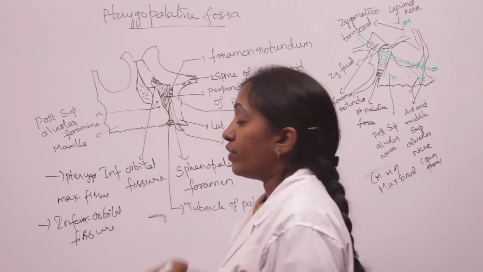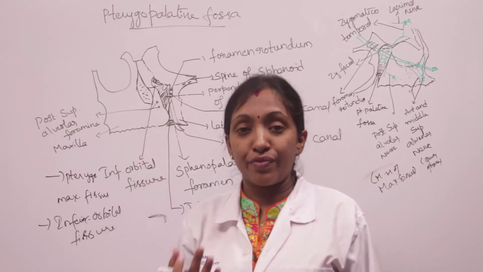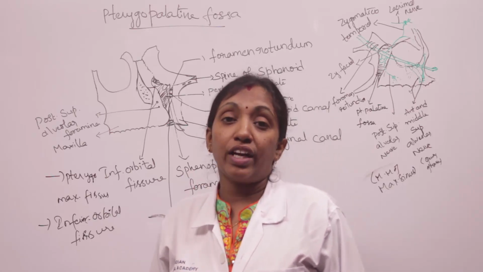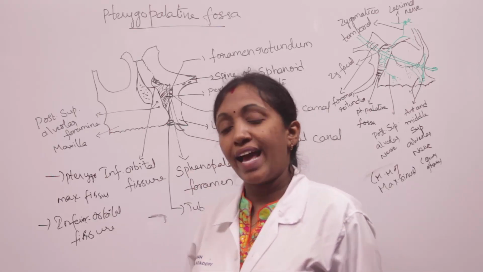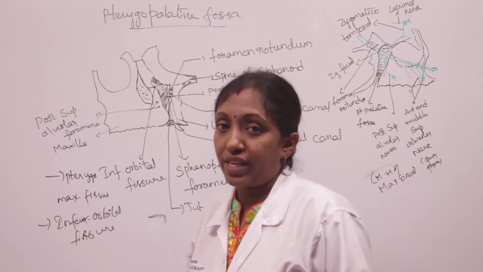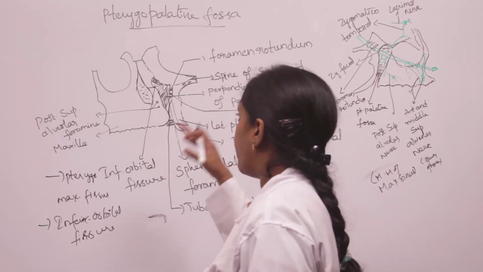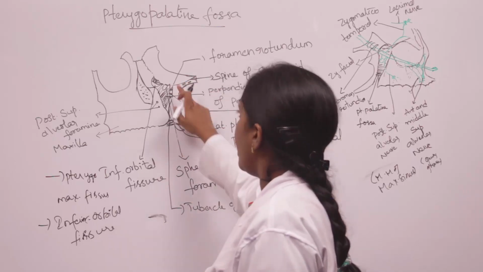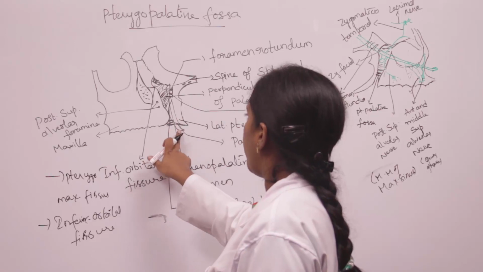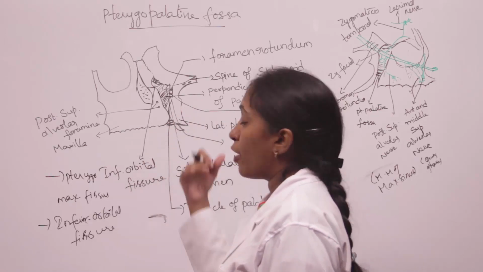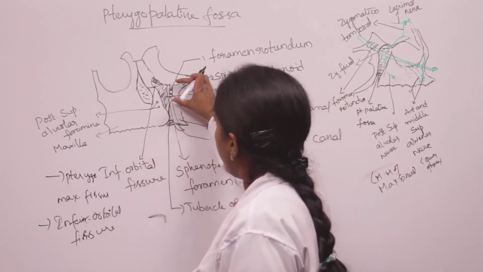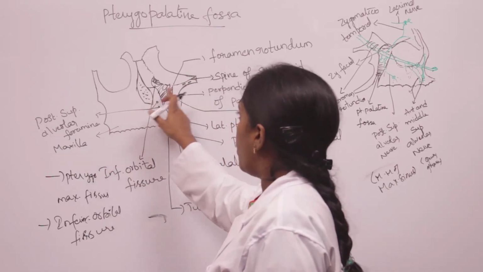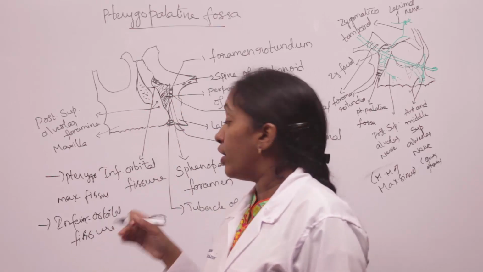On the posterior wall of the pterygopalatine fossa, the posterior wall is formed by the root of the pterygoid process as well as the adjoining part of the greater wing of the sphenoid. We know that the sphenoid has greater wings as well as lesser wings, and the body of the sphenoid. This is the lateral pterygoid plate, and behind that we have the medial pterygoid plate. Where the pterygoid plates start, we call it the root of the pterygoid process. So posteriorly the pterygopalatine fossa is related to the root of the pterygoid process.